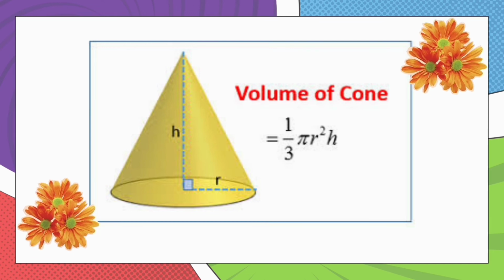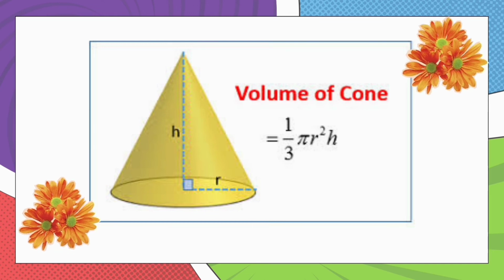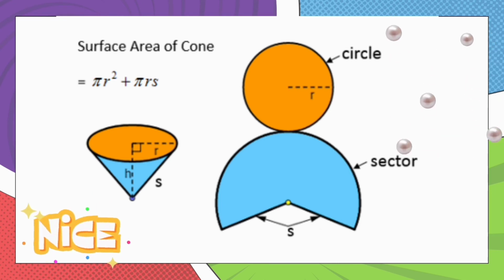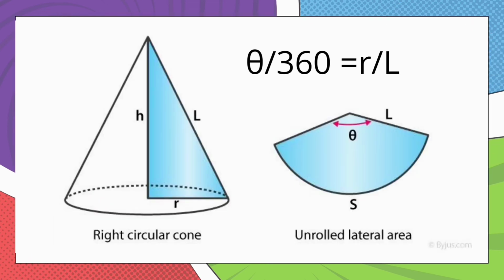To get the total surface area of a cone, we must consider the sector of the circle from which the cone was formed. And so the total surface area of a cone will be pi r square, which is the area of the base of the cone, plus pi r l, which forms the curved surface area of the cone. So take note of this. I will be applying it to solve questions.